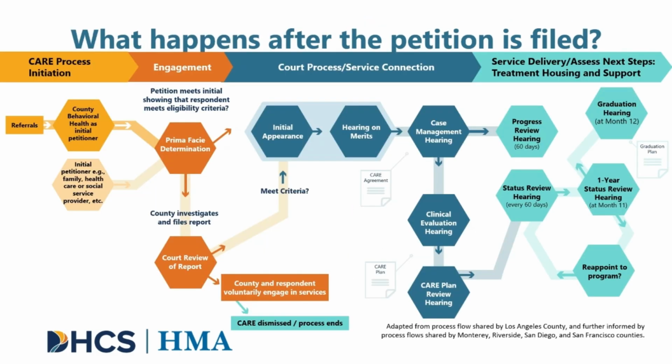So, what happens to the petition after it is filed, and what is your role? Let's track how it might go, noting that there may be some variations in each case. After you file the petition with the appropriate court in your county, it will go to the court to make a preliminary determination, or prima facie, that the individual may meet eligibility criteria.